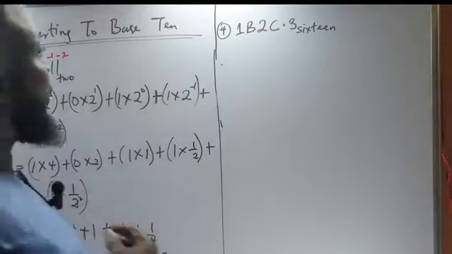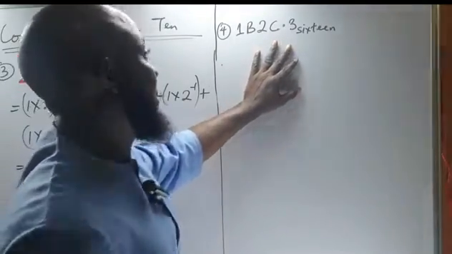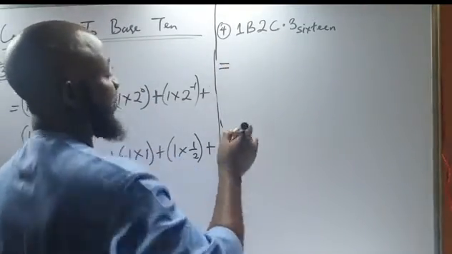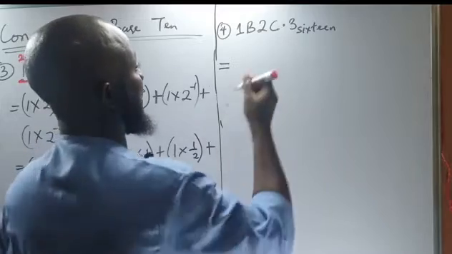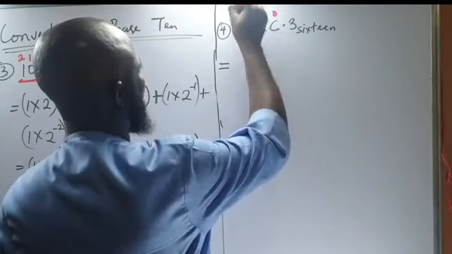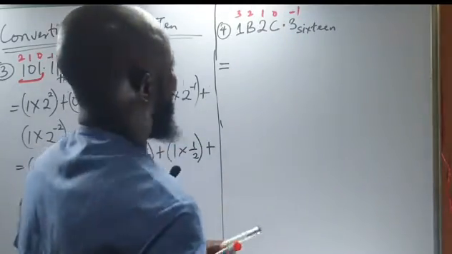All right, for question number 4. So we're converting this to base 10 again, right? So we do the same thing. The powers of the integer part would be 0, 1, 2, 3, and the decimal part would be minus 1. Is that clear?